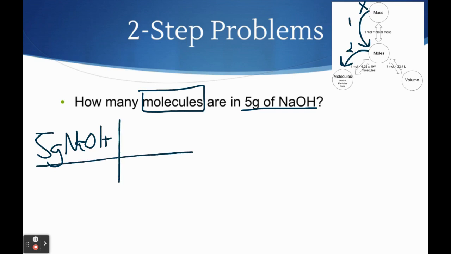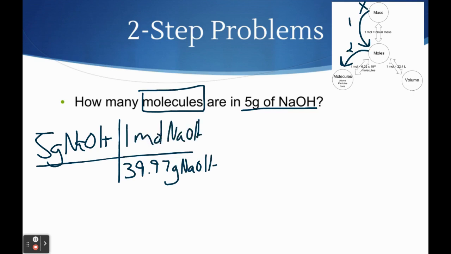Okay. So step 1, grams to moles. We do that using the molar mass, and we're going to put the molar mass on the bottom. So it is 39.97 grams of NaOH and 1 mole on top. So grams cancels out, and we're at moles.